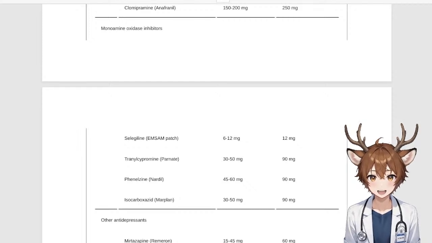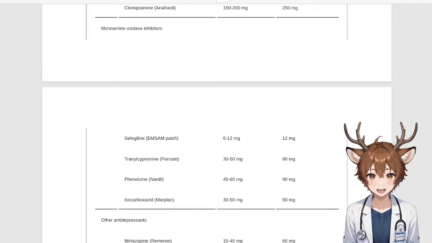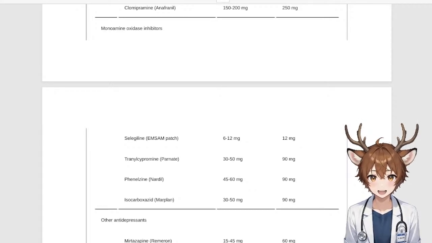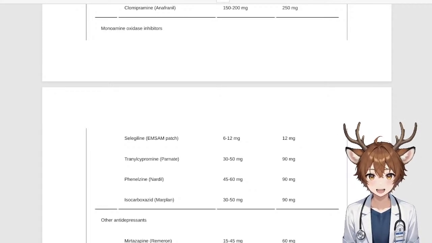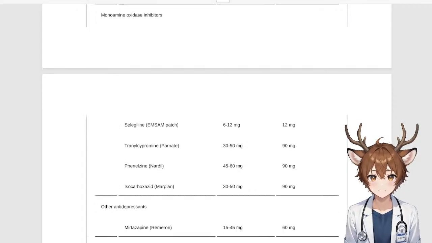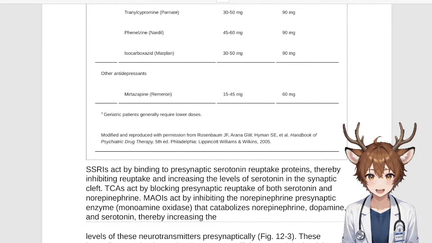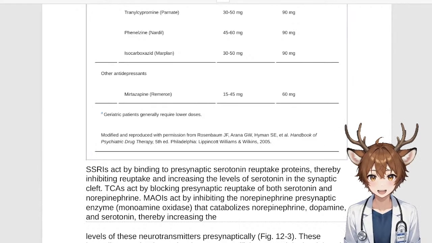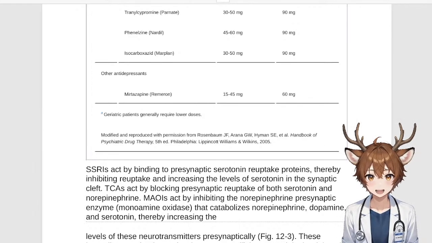Phenelzine, or Nardil. Normal is 45 to 60. The extreme is 90. Isocarboxazid, or Marplan. The normal is 30 to 50. The extreme is 90. Other antidepressants, mirtazapine or Remeron, the normal is 15 to 45. The extreme is 60. And there's a little A here at the bottom.